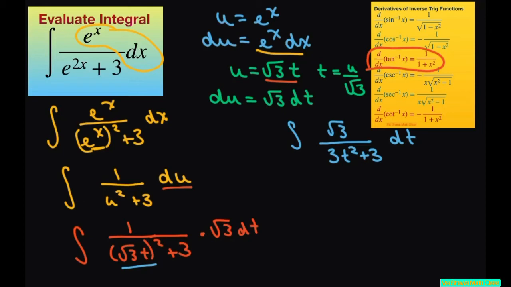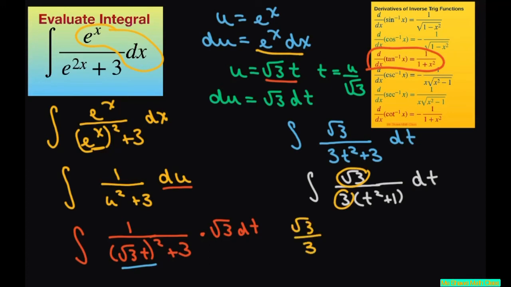Simplifying this, I can pull out a 3 and write this as square root of 3 divided by 3 times t squared plus 1 dt. And finally, I can pull this out and write this as square root of 3 divided by 3 times the integral of 1 divided by t squared plus 1 dt. Now we have our arctan form.